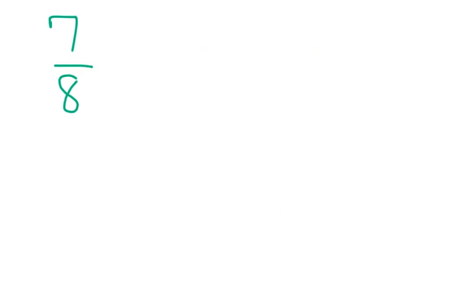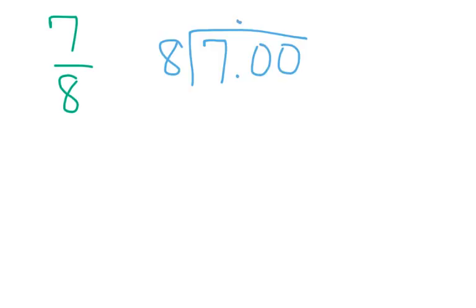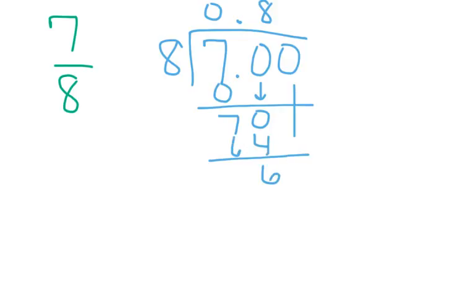Let's try another one. 7/8. And again, 7 divided by 8 is what I am going to be doing. I'm going to add a decimal point, some zeros, bring my decimal into my quotient. 8 does not go into 7 evenly. So bring that down. 8 goes into 70, 8 times 8 is 64. Subtract, I get 6. 8 goes into 67 times, 56, and I'm not just going to leave that 4 hanging.